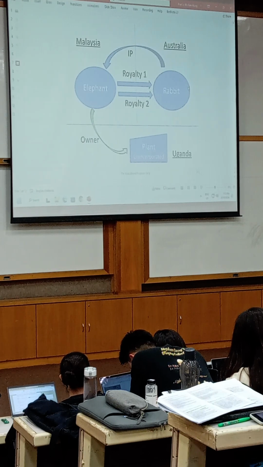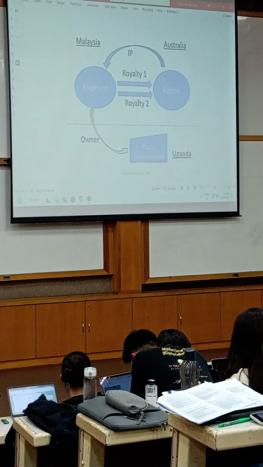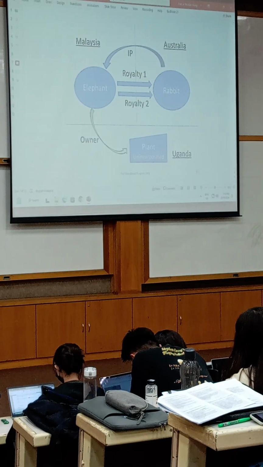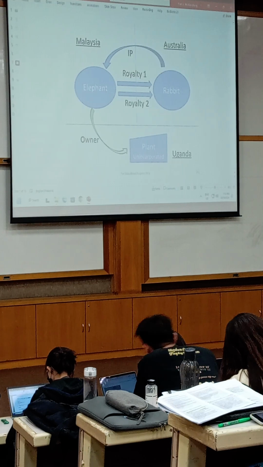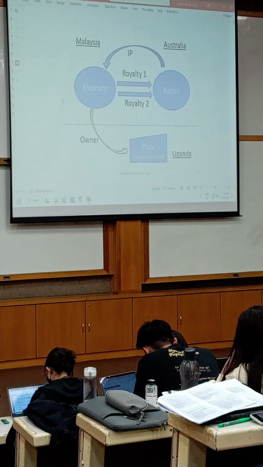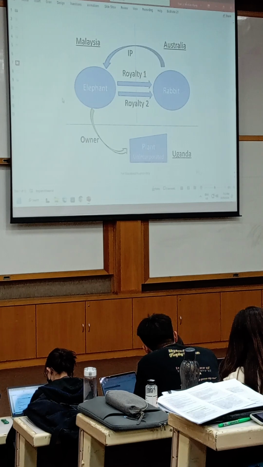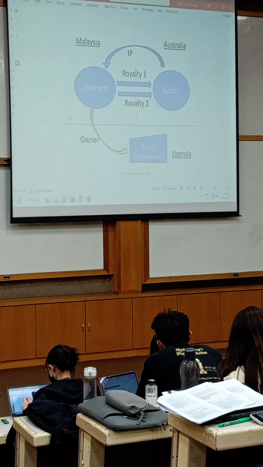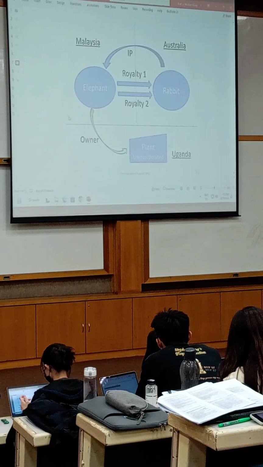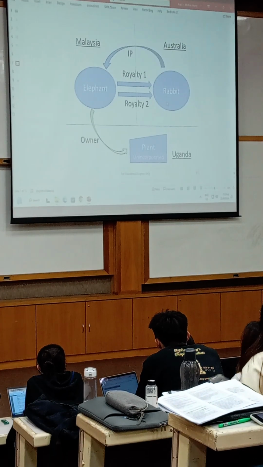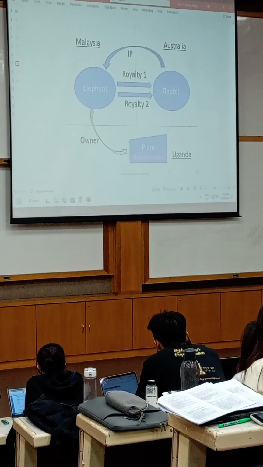It means when Elephant pays royalty 1 to Rabbit, Elephant will pay only 90% to Rabbit. For the other 10%, Elephant will help Rabbit to pay tax in Malaysia. So 90% will come to Rabbit and 10% will go to the tax office directly. That is what we call withholding tax. For a simple reason why? Because Rabbit is not a tax resident in Malaysia. The assumption is he will not come and pay tax here. Okay, that is what we call withholding tax.